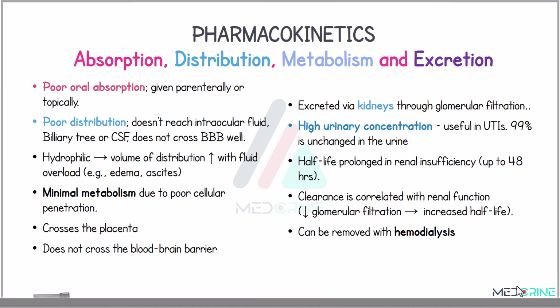Aminoglycosides are basically excreted via the kidneys through a glomerular filtration process, where we expect a high urinary concentration of the drug, and 99% of this excreted drug is unchanged in urine, therefore giving us a chance to use aminoglycosides in the treatment of urinary tract infections.